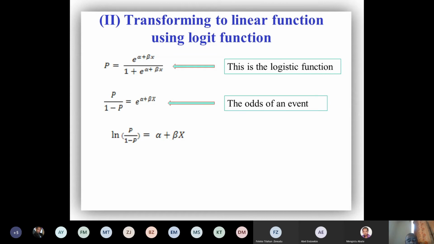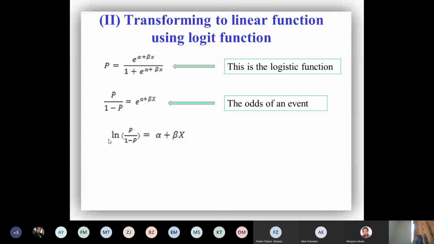The odds of developing a certain disease, for example, is equal to e to the power of alpha plus beta x. Now, it is still not linear. E to the power of alpha plus beta x is not linear. To say it's linear, this exponent should be avoided. So let's take the natural logarithm on both sides. Ln of P over 1 minus P is equal to alpha plus beta x. Now it's linear. But don't forget that it's linear only in logit scale.